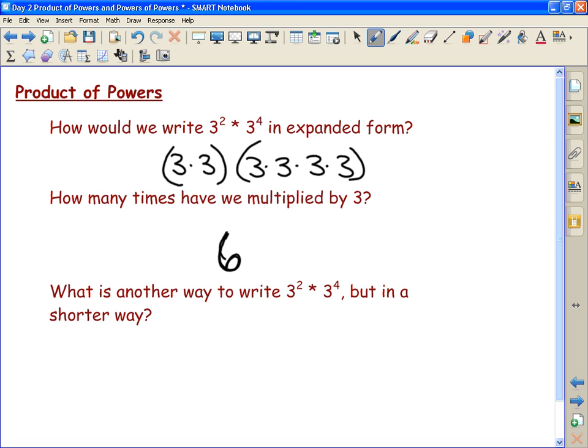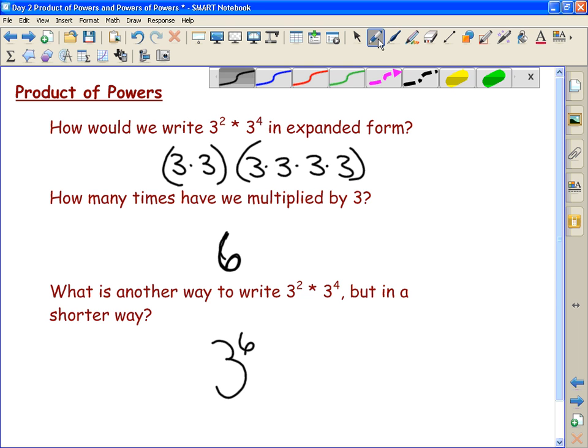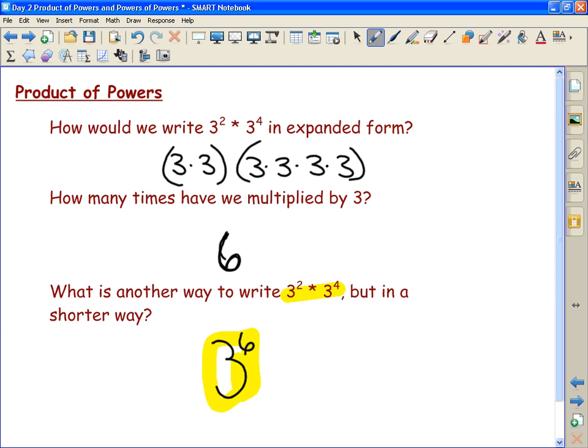So what might be another way to write 3 times 3 times 3 times 3 times 3 times 3? And our answer is 3 to the 6th power. Okay, we're multiplying by 3 6 times. So do you see any connections here? Is there anything that you notice about the way that we had it originally written compared to how it's now written? And hopefully what you notice is that it looks like I have added those exponents together.